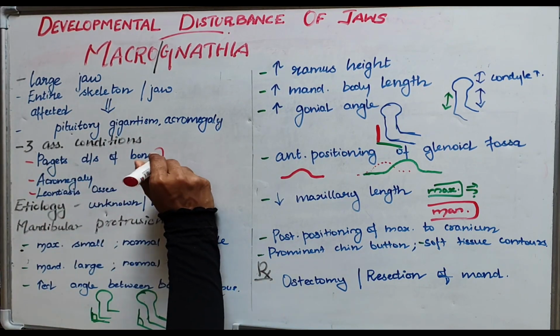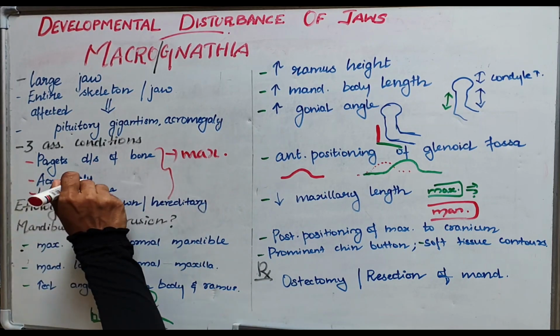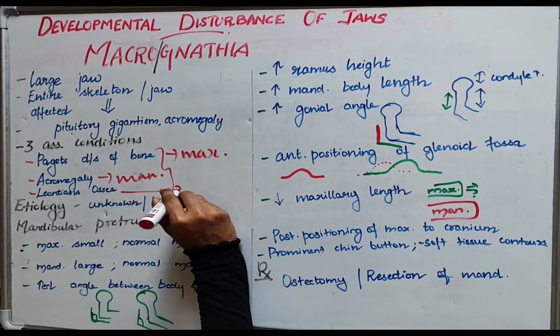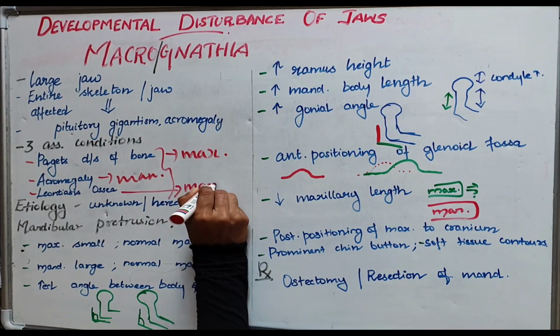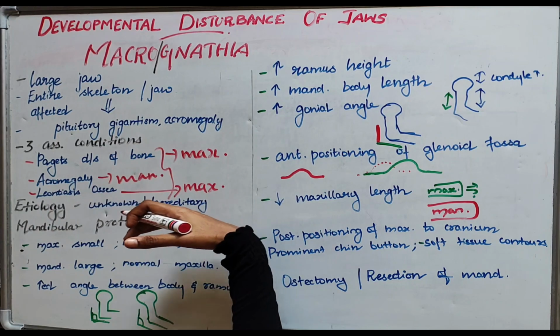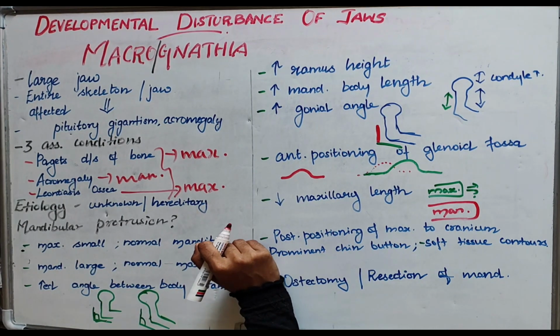So Paget's disease of bone will affect the maxilla. Acromegaly mostly affects the mandible, and leontiasis ossea also affects the maxilla. So only acromegaly affects the mandible, while the other two affect the maxillary bone. Now the etiology of macrognathia is also most of the time unknown. It is idiopathic, but it can be hereditary in a few cases.